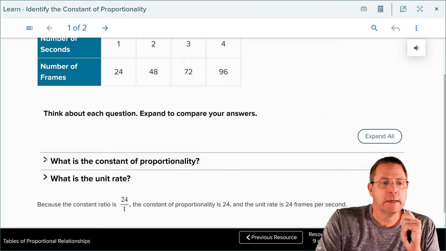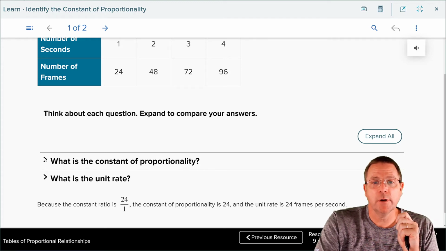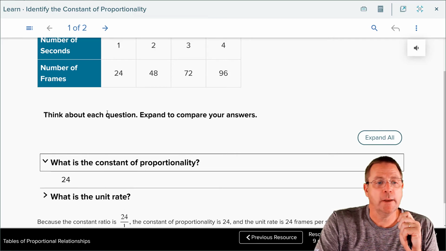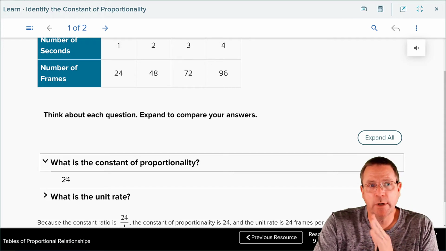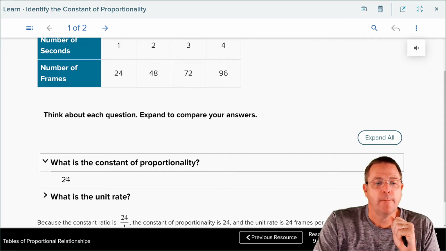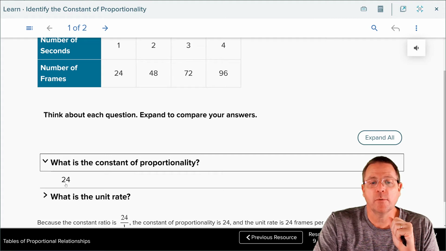What is going to be the constant of proportionality? Well, if we were to take and divide each one of these by the number of seconds, you'd get 24. 24 is the constant change between each step in the number of frames, making 24 the constant of proportionality.